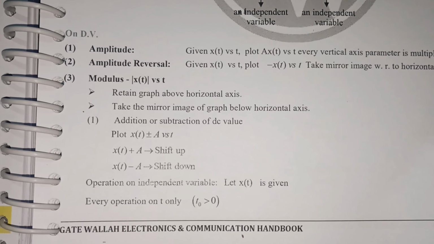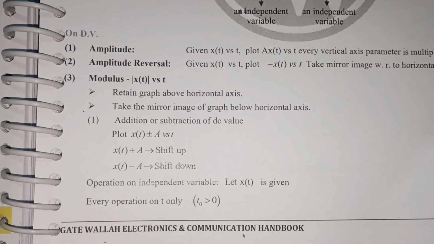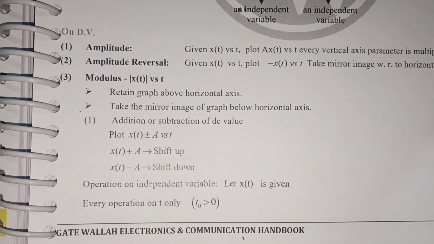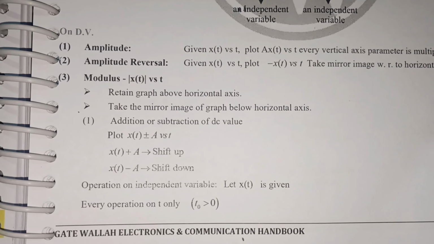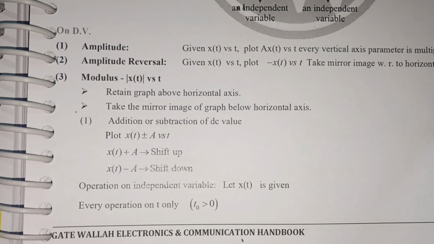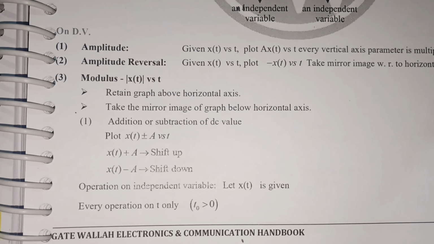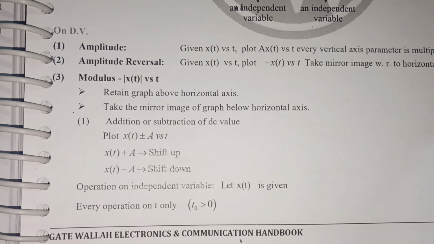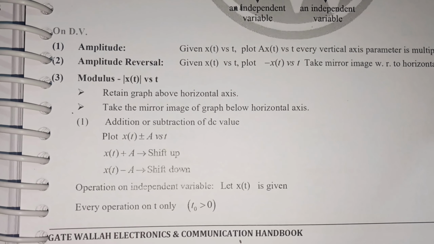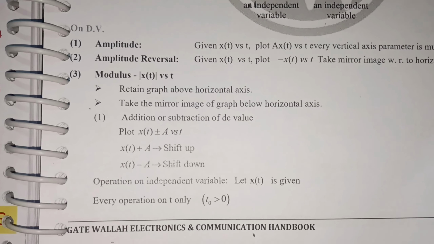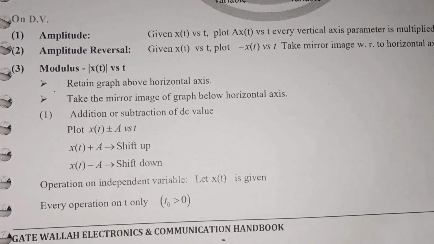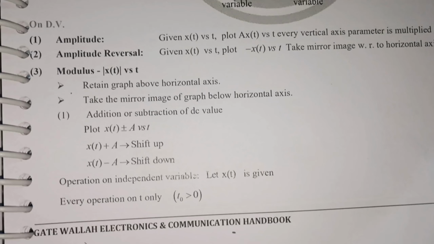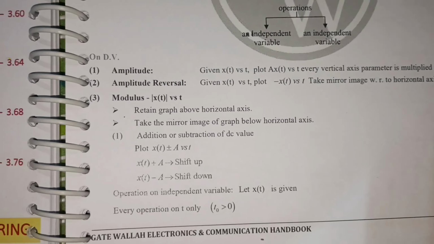Mod of x of t versus t. So here mod of x of t, x of t can be both minus and plus also. So retain the graph above the horizontal axis. Take a mirror image of the graph below the horizontal axis. Addition or subtraction of DC value. DC value is what here? Amplitude. Amplitude is denoted by A. So here modulus means x of t can be negative or positive versus t. So the graph will be coming like this.